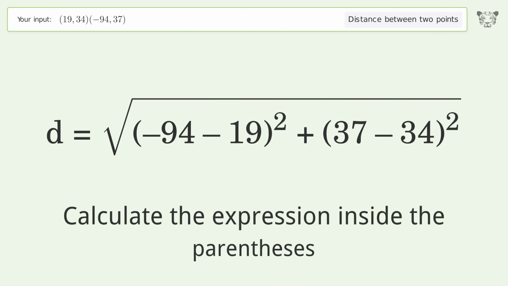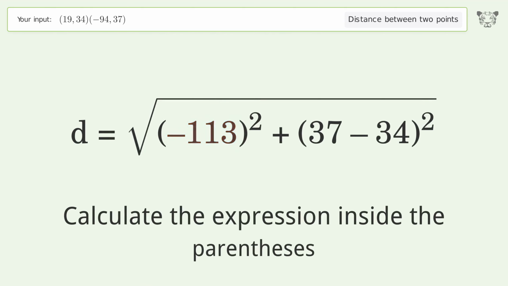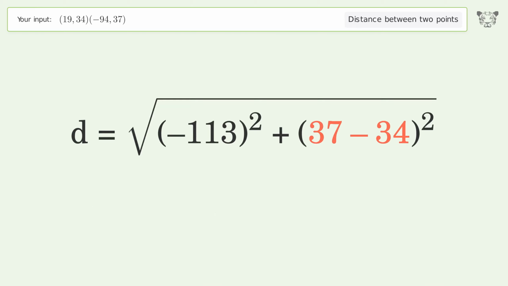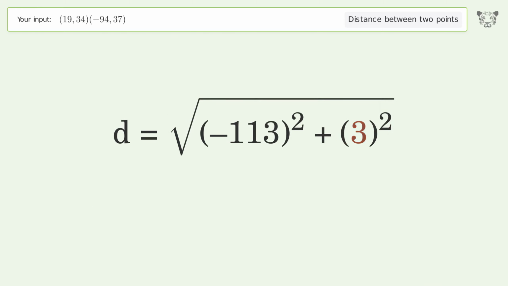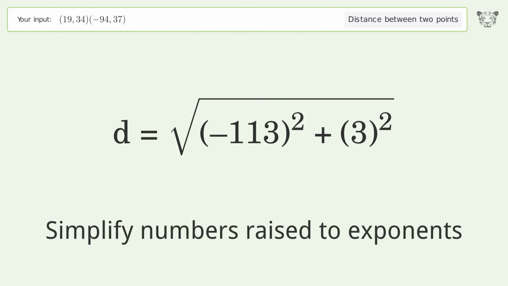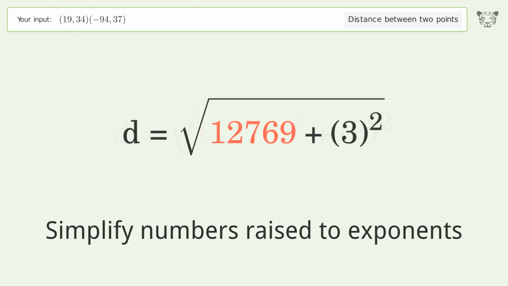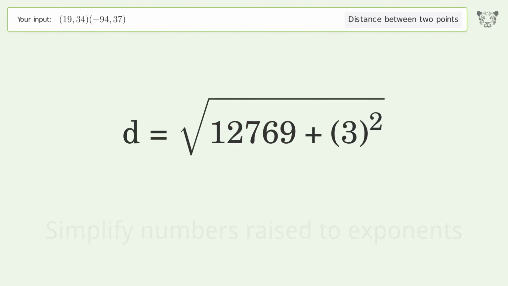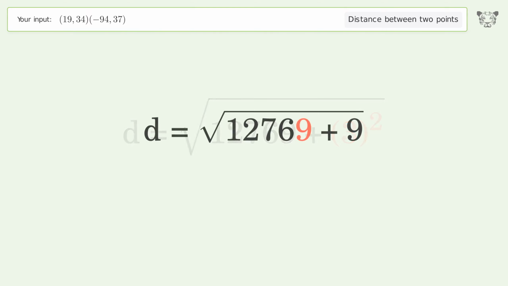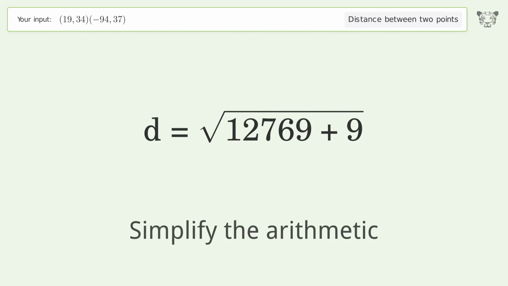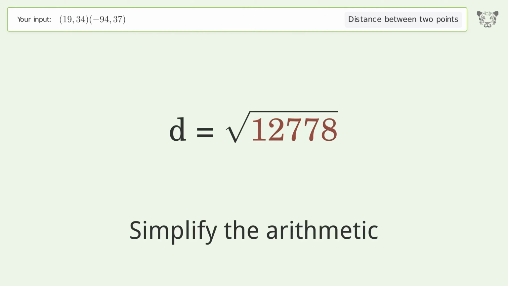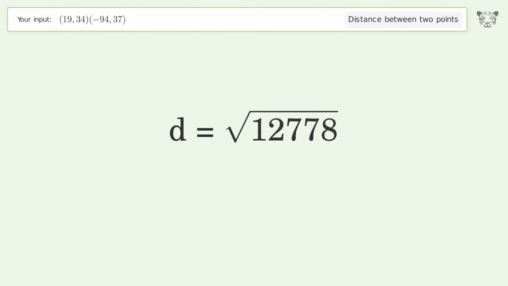Calculate the expression inside the parentheses. Simplify numbers raised to exponents. Simplify the arithmetic. And so the distance between the 2 points is the square root of 12,778, or 113.04.